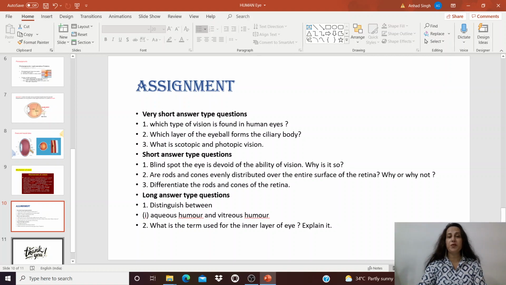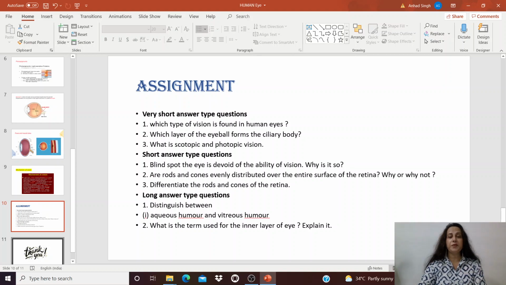Short answer type questions. Question 1. The blind spot of the eye is devoid of the ability of vision. Why is it so? Question number 2. Are rods and cones equally distributed over the entire surface of the retina? Why or why not? Question number 3. Differentiate the rods and cones of the retina.